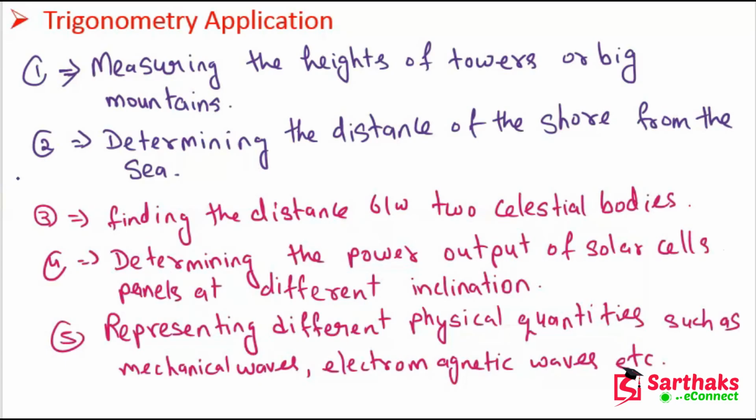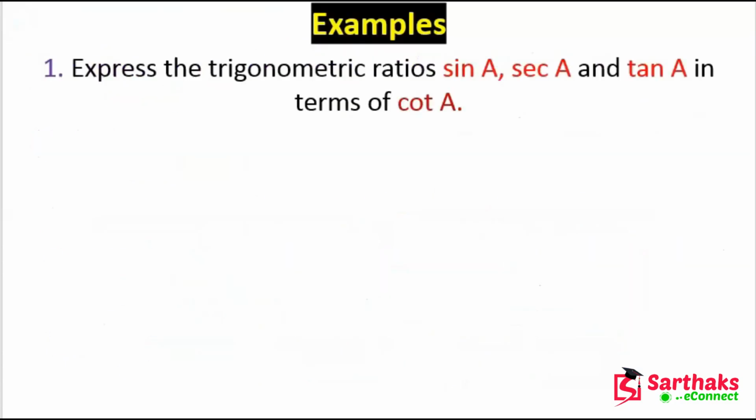Okay my dear friends, so now we are going to discuss some questions. Okay, so our theoretical part is completed. Now we are going to discuss a lot of questions. Okay, yes, so question number one is: express the trigonometric ratios sin A, sec A and tan A in terms of cot A using the identities.